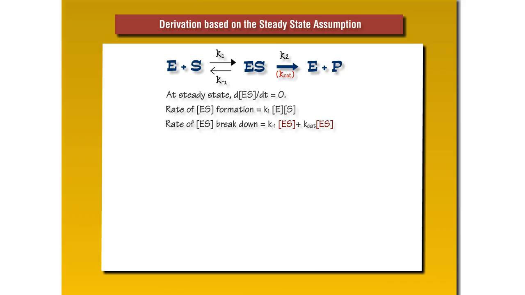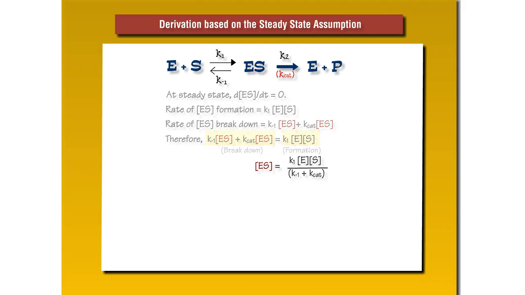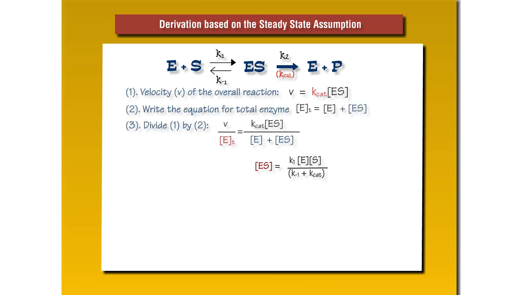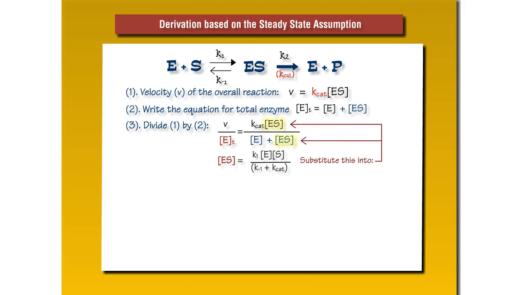At steady state, the rate of ES formation is equal to the rate of its breakdown, and the following equation can be written. This equation can then be rearranged by moving K-1 plus Kcat from the left-hand side of the equation to the right-hand side. The ES complex is now expressed in terms of the known concentrations of E and S and the rate constants, which will be determined from the plot. Next, substitute this expression into the velocity equation we previously derived.